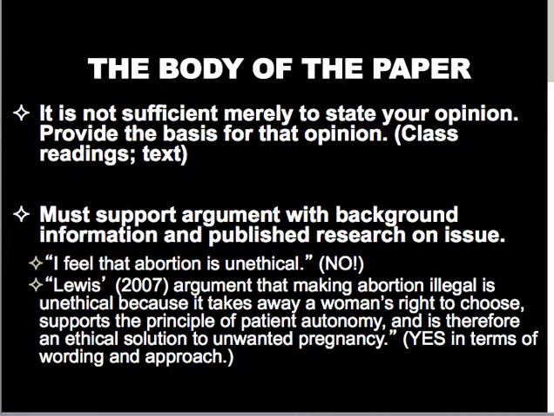The body of the paper provides the basis for the opinion or position that was articulated in the introduction. The body of the paper provides the argumentative support or background for the author's position. That support will come from class readings, and we will talk much more about the content or body of the paper as we deal with each paper 2, paper 3, and paper 4.